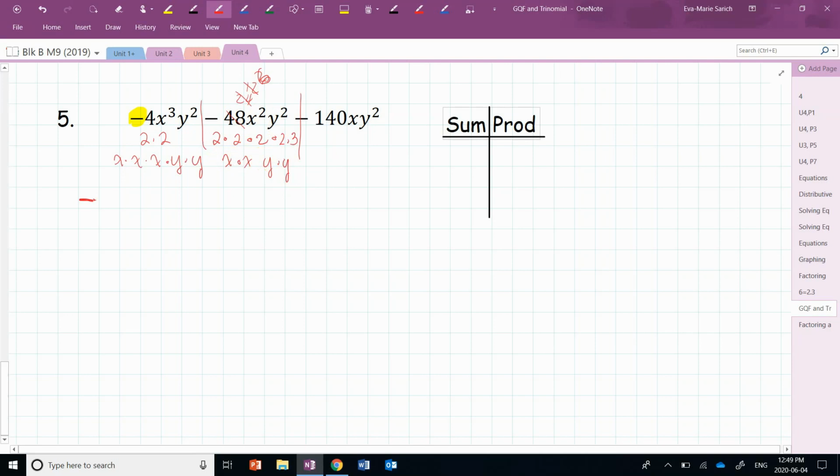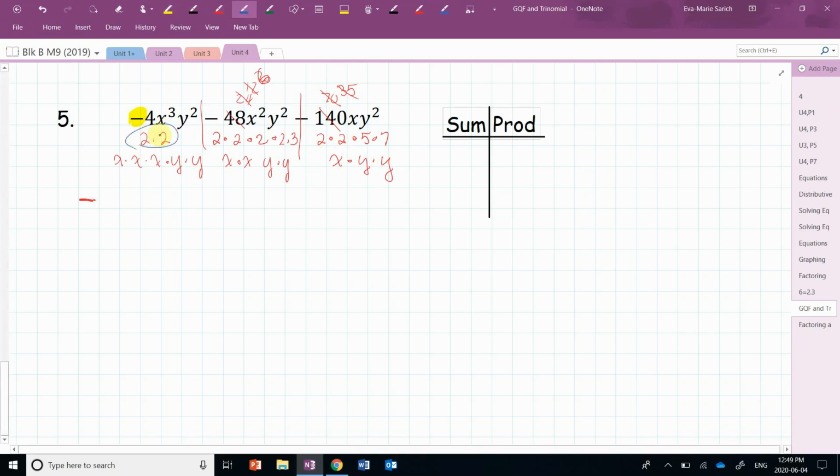Okay, moving on to the last term, 140 breaks down into 2 times 70. 70 breaks down into 2 times 35. And 35 breaks down into 5 times 7. Okay, so we factored that down. And then what do we have? We have x times y times y. So what is common?